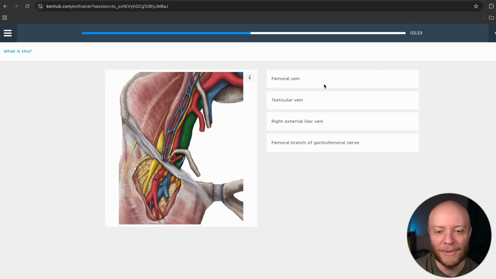All right, so again, we have another blood vessel here. So this giant one here in the back in green, is this the femoral vein, the testicular vein, the right external iliac vein, or the femoral branch of the genitofemoral nerve?